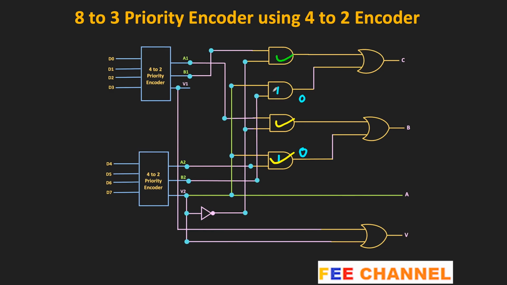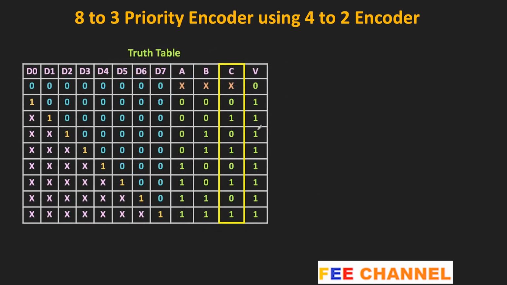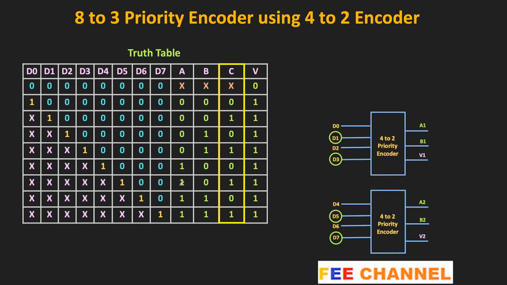And at the end, to get the all-0 input condition, we just need to perform the OR operation of this V1 and V2. So when all the inputs are 0, then this V1 and V2 both are 0, and by sensing the output of this OR gate, we can know when all the inputs to this encoder are 0. So in this way, we can design this 8-to-3 encoder using the 4-to-2 encoders.